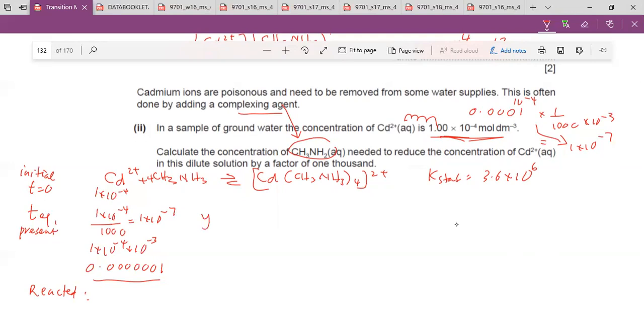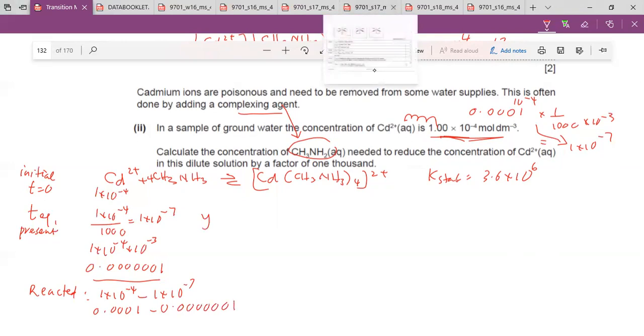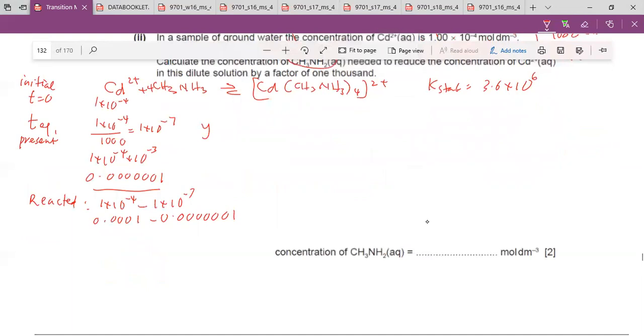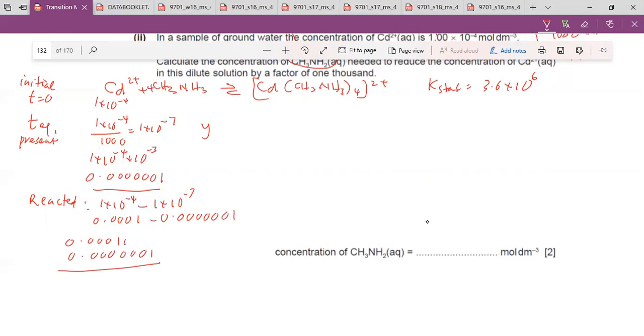Original 1 times 10 to the power of minus 4, minus 1 times 10 to the power of minus 7, which is 0.123456. Now this is maths. I tell you, you need to go down to basic maths to find out actually. So minus, for me, 0.123456. Okay, put 0 here, 0 here, 0 here, 0 here.